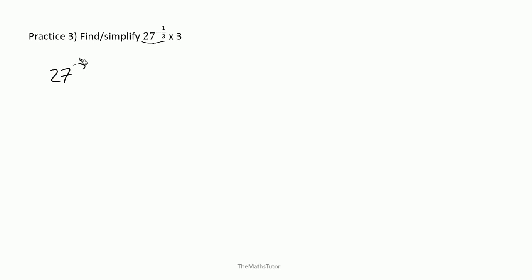So remember, the same rule stands. Whenever you see a minus, the first thing you write is 1 over. And then you write the same thing underneath, but without the minus. Now we look at this in more detail. This is effectively just asking us to find the third root of 27. So that is, what do you need to times by itself 3 times to get 27?